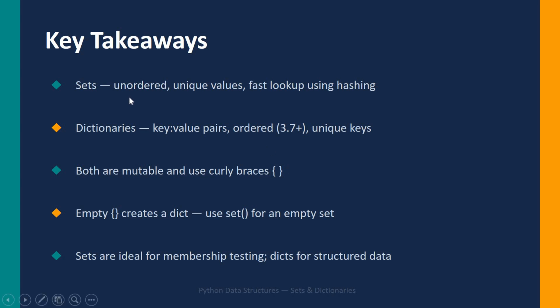So these are the key takeaways: sets are unordered, with unique values and faster lookup using hashing. Dictionaries hold key-value pairs and are ordered from Python 3.7 onwards. Both are mutable and use curly braces. Empty curly braces create a dictionary, whereas the set function creates the empty set. Sets are ideal for membership testing. Dictionaries are for structured data.